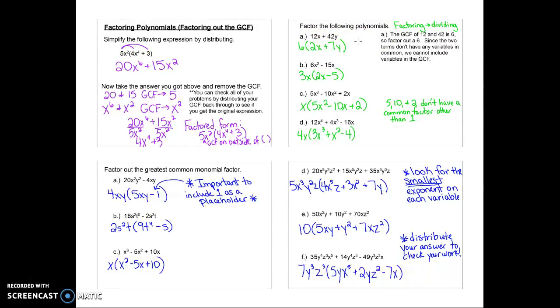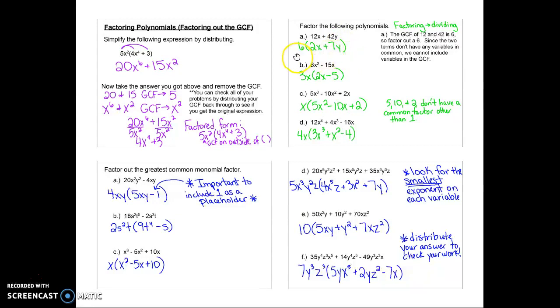Okay? Now that I know what the GCF is, I'm going to factor it out of my original terms. Remember, factoring is really just dividing. So I'm now dividing each one of these terms by my GCF of 6. 12x divided by 6. 12 divided by 6 is 2, and you carry along the x. 42y divided by 6. 42 divided by 6 is 7, and you carry along the y.